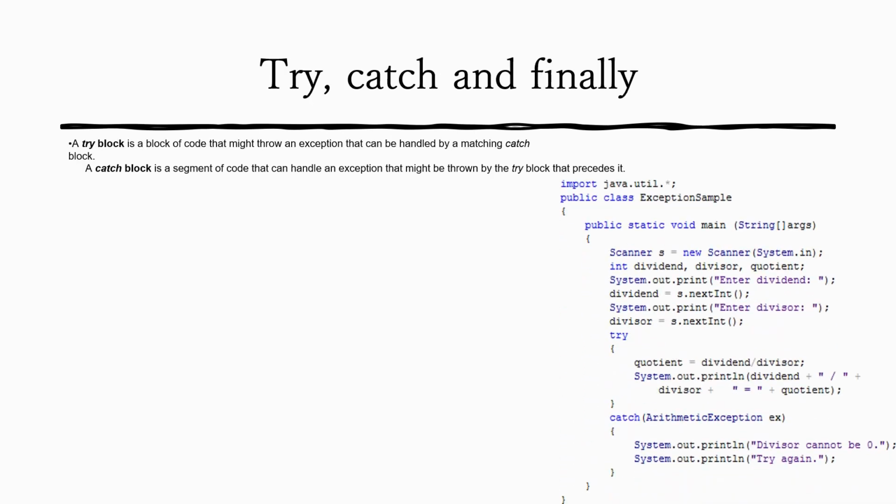A try block is a block of code that might throw an exception that can be handled by a matching catch block. A catch block is a segment of code that can handle an exception that might be thrown by the try block that precedes it. The following is a Java program that depicts the exception sample with the try command.